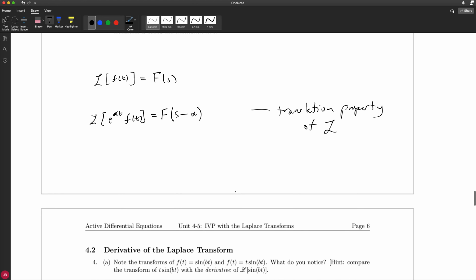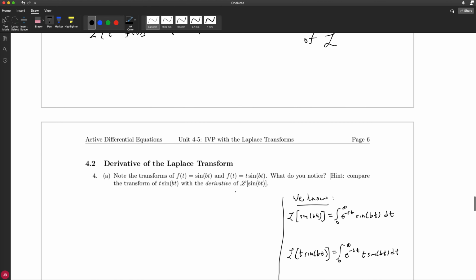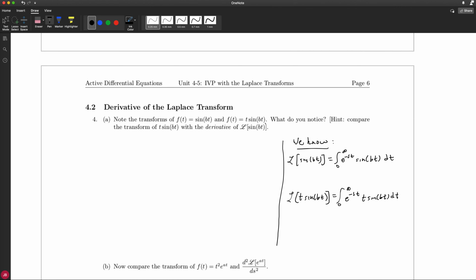Okay, so now let's come to the derivative property. This one's a little bit harder to see, but what we're going to see is that multiplying a function by t and then finding its Laplace transform is somehow going to correspond to a derivative. This is a property called intertwining, which I'm not really going to get into, but let's see how it affects our problems here.